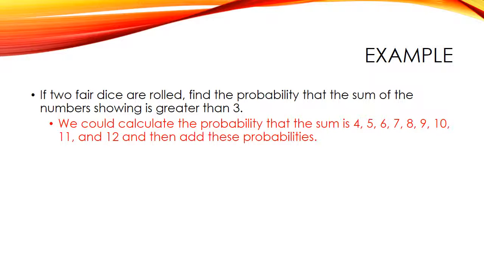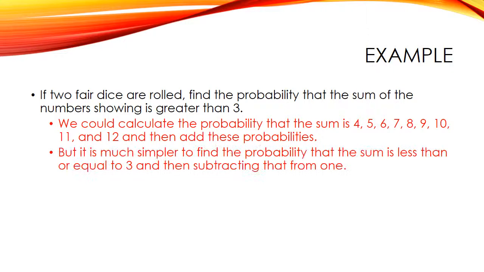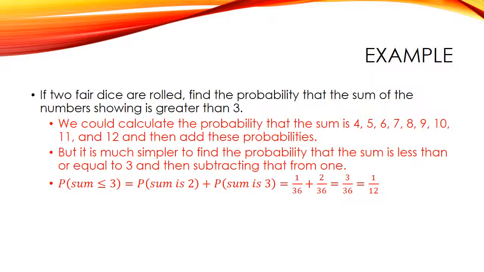Okay, now one way we could do this is we could calculate the probability that the sum is 4, and 5, and 6, and 7, 8, 9, 10, 11, and 12, figure all those out, and then add those probabilities all together. Or we could find the probability that the sum is actually less than or equal to 3, which would either be 2 or 3. Find those two probabilities, add them together, and subtract that from 1. In this case, that's going to be a much faster and more efficient way to do the problem.